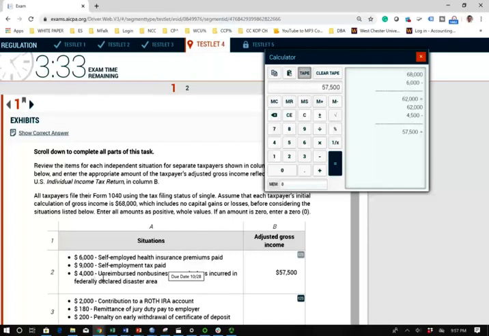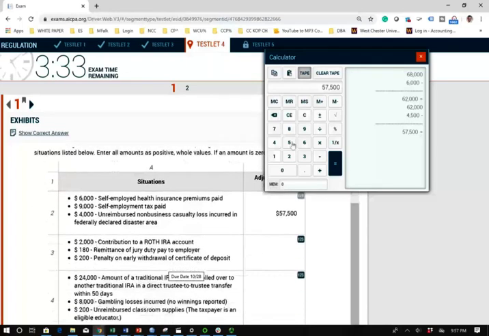Okay, let's take a look at this scenario. Always clear the tape before you start the second problem. You are starting with 68,000 in gross income, and they want you to take into account a 2,000 contribution to a Roth IRA. What do you need to know about a Roth IRA? A Roth IRA is not deductible, therefore we ignore it. It doesn't affect our adjusted gross income.